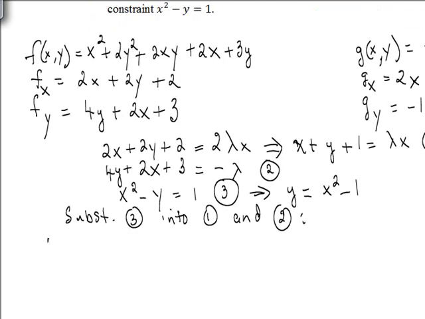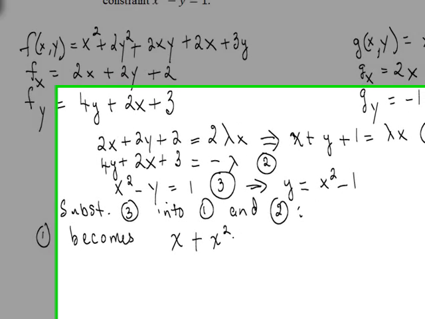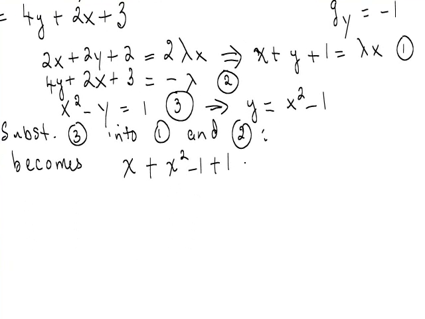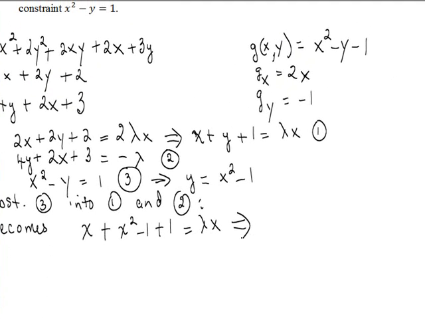So 1 becomes x plus y, which is x squared minus 1 plus 1 equals lambda x. So this looks a little nicer. So the ones cancel, so x plus x squared equals lambda x. Okay, we're getting somewhere. Let's just call this 4 because it does not look like something we can do anything with yet. Now take 2.